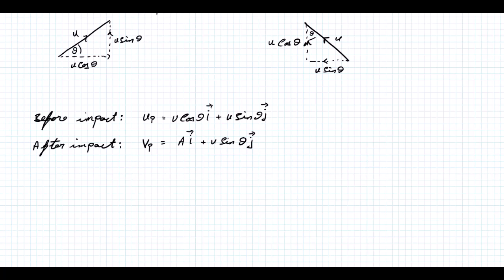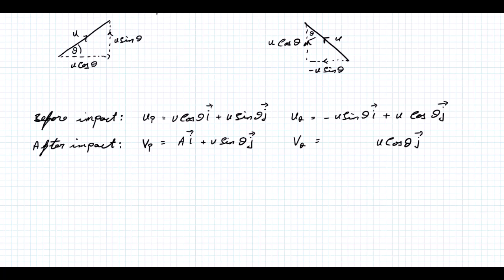Okay, so let's look at Q then. So we have the initial velocity of Q and the final velocity of Q. The initial velocity of Q here is going to be minus u sine theta in the I direction, and then plus u cosine theta in the j direction. And afterwards, because it goes along the j-axis, there's going to be no I component, so it's going to be 0i. So all we're left with here is plus u cosine theta j.